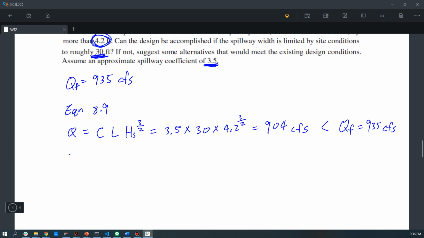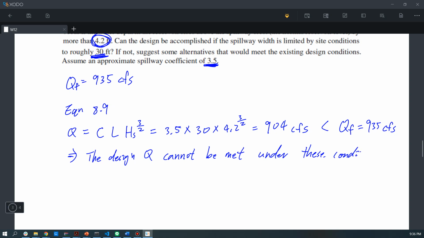So the conclusion of this evaluation is that the design Q cannot be met under this condition.